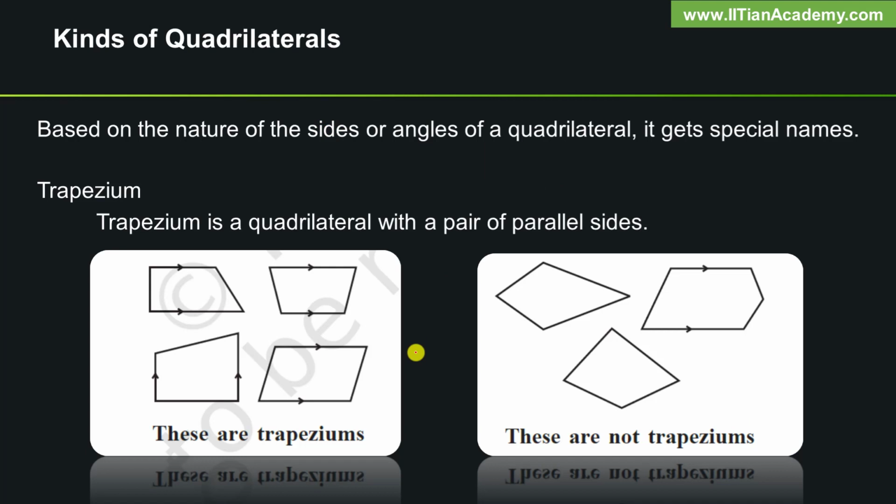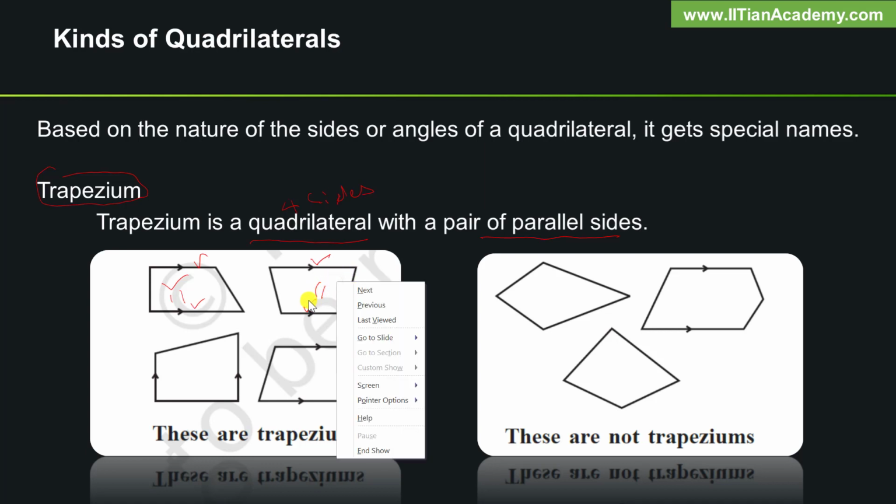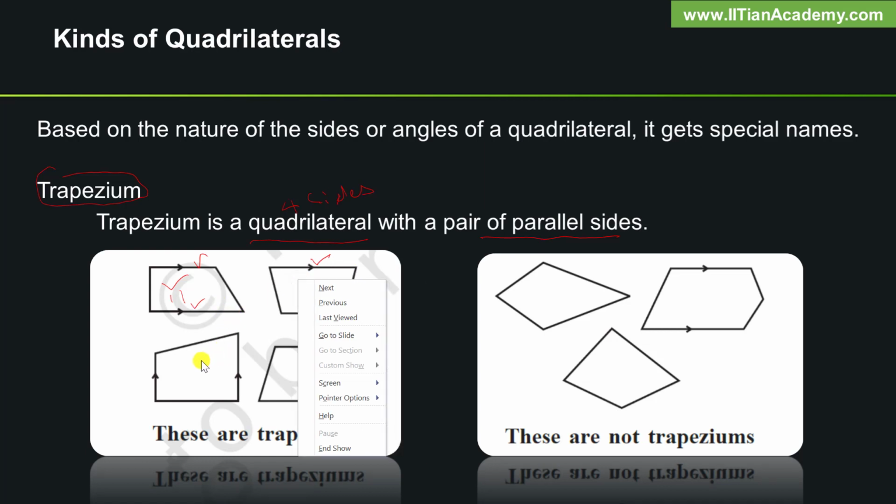Here, we will learn about trapezium. Trapezium is a quadrilateral with a pair of parallel sides. Let us see some examples below. Here, you can see this and this are parallel, hence this is a trapezium. The same holds for the next two examples: the parallel sides make each a trapezium.